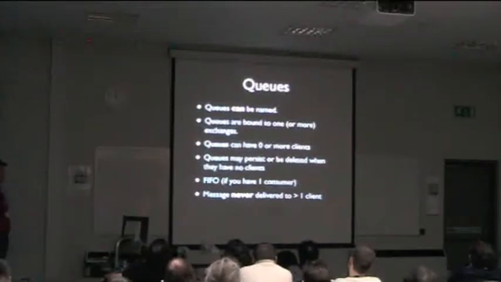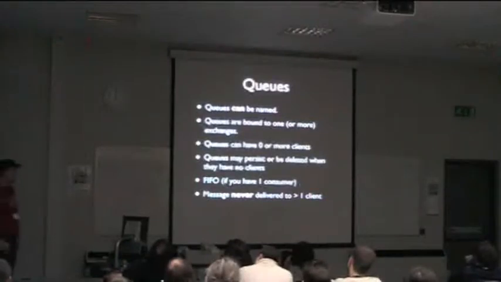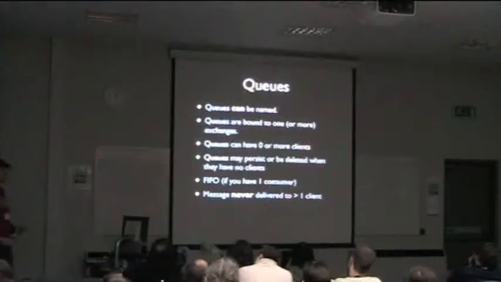So if you send a message to an exchange and nothing's listening, it gets thrown away. If you send a message to an exchange and there are two queues bound to it, each of those queues gets a copy of the message. So you end up with one copy in each queue. Each message never goes to more than one client. You duplicate the message at the point where it goes from the exchange to the queue. Each message, once it is in a queue, is only delivered to one client.